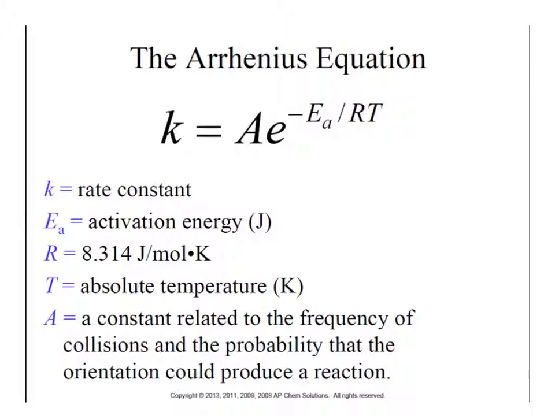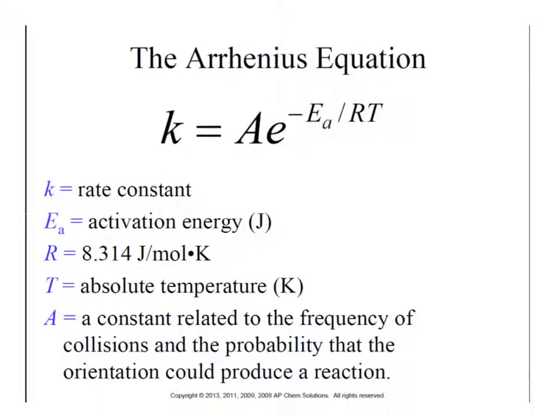And then we have A, so A is a constant related to the frequency of collisions and the probability the orientation could produce a reaction. So depending upon the shape of a molecule, maybe sometimes the proper collisions are easier than they are for other molecules, and so that's a constant for a particular reaction. It does not change with temperature though.